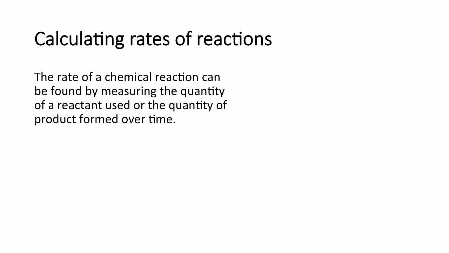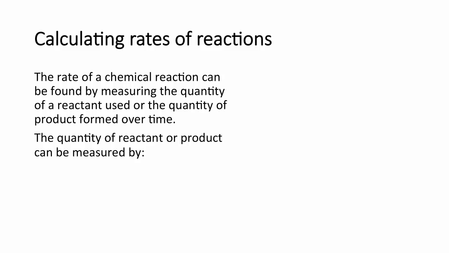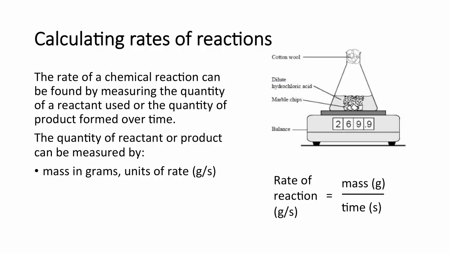The rate of a chemical reaction can be found by measuring the quantity of a reactant used or the quantity of a product formed over time. The quantity of a reactant or a product can be measured by a change in mass. For example, when we add marble chips, calcium carbonate, to dilute hydrochloric acid, a neutralization reaction occurs where carbon dioxide is released, and therefore the mass goes down. If we measure the mass change over time, we can calculate the rate of reaction in grams per second.